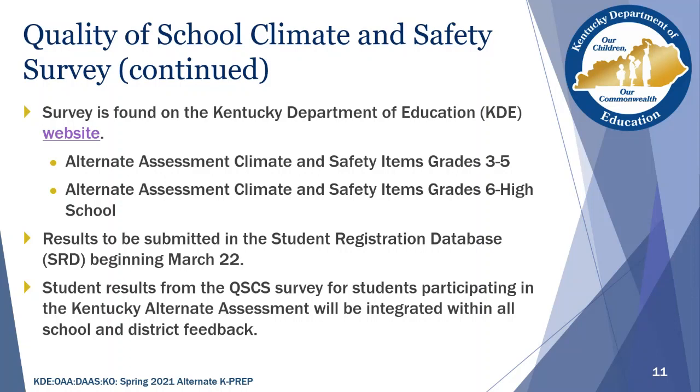When you enter the student registration database, there's going to be a survey tab in there in the SRD. The results may be entered in the same time frame that scores may be entered. That's March 22nd through June 4th. The responses from the survey for students participating in the Kentucky Alternate Assessment will be integrated into results for all students during fall reporting. So you're not going to have a specific breakout of student responses just for alternate. Based upon confidentiality and restrictions, all alternate students are going to be integrated in with all the other students for your school and district when those results are reported out.